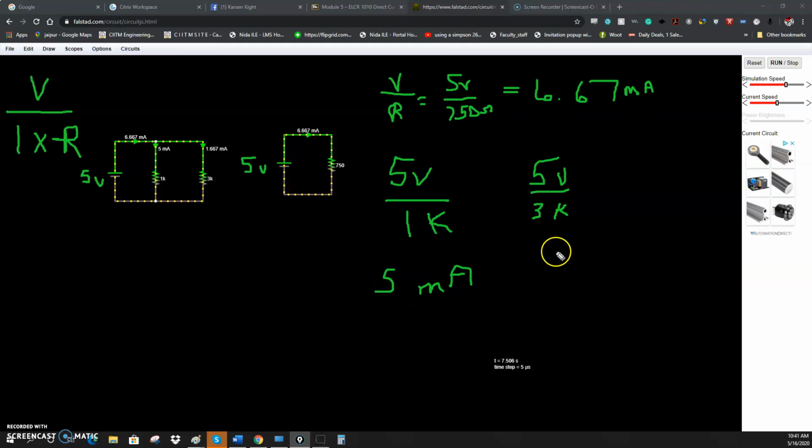And we're going to do the same thing over here. We're going to divide 5 by 3, and we're going to come out with 1.67 milliamps. And again, that's 5 volts divided by 3K or 3,000, and that's why we get that.